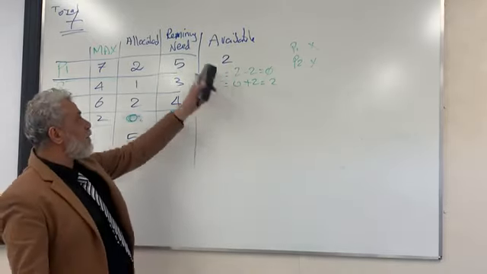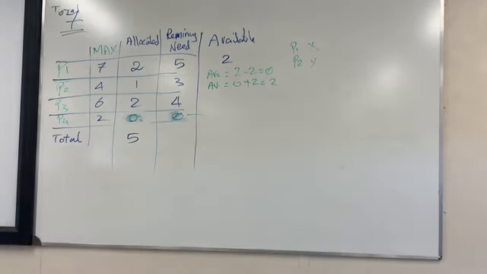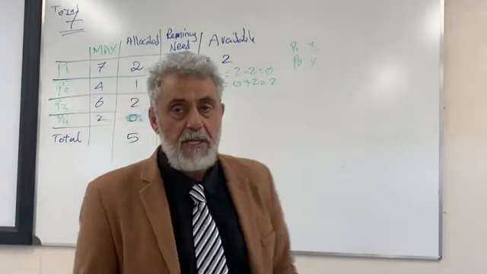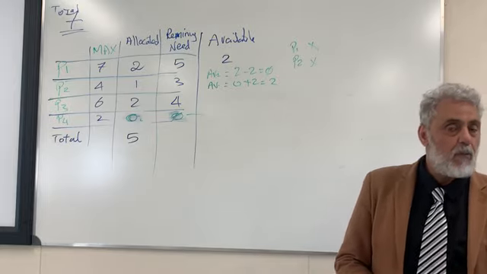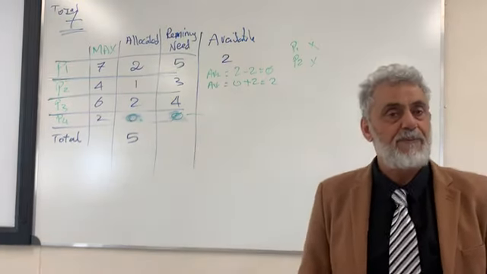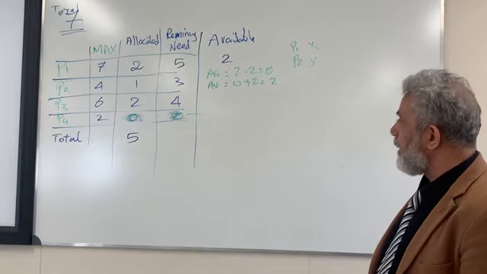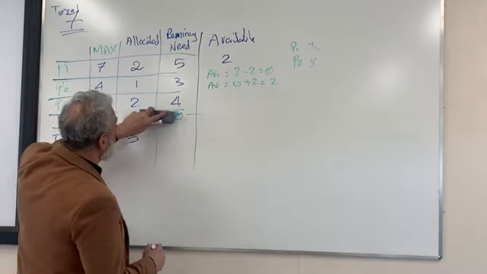Now, we still have 2 resources. Can we satisfy any of these? No, we cannot. And therefore, this system is not in a safe state. So if you're given this information and you're asked, is this system in a safe state? The answer is no. This system is in an unsafe state. Why? Because we cannot satisfy all the processes. We only satisfied 1. All right. Now I'm going to put it back and just make 1 change.